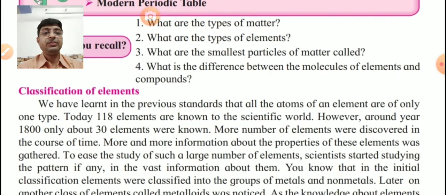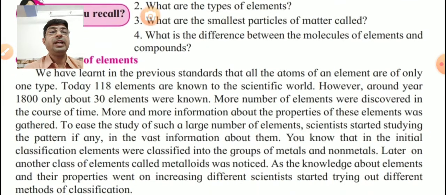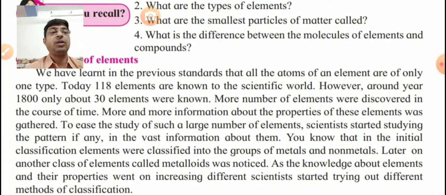Now, classification of elements. We have learned in the previous standard that all atoms of an element are of only one type. Today, 118 elements are known to the scientific world. However, around the year 1800, only about 30 elements were known. More elements were discovered in the course of time, and more and more information about the properties of these elements was gathered.